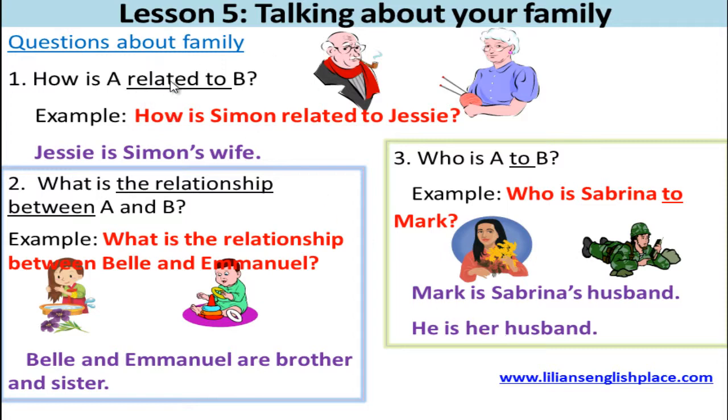Now the reason why I underline related to here in questions 1, 2 and 3 is so that you should note that this is the way we say it. So we will say related to and not related by. Here we're going to say the relationship between one person and the other, and the right question is who is Sabrina, for example, to Mark, not with. If you say who is Sabrina with Mark, it's not right.